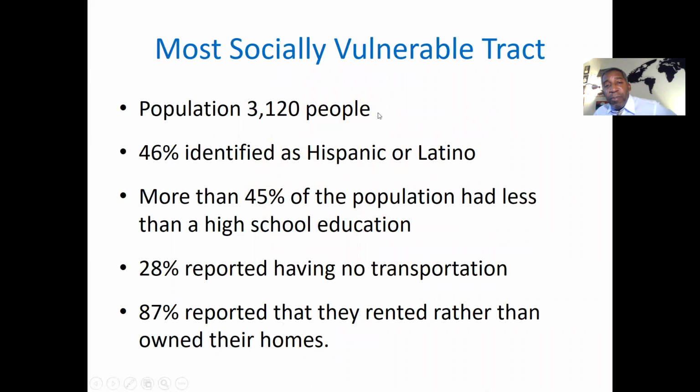And so if we look at that most socially vulnerable tract, there are about 3,000 people in the tract. 46%, almost half, are Hispanic or Latino or Latinx. Almost half had less than a high school education. I think on average, 80% of people in Tennessee have a high school education. So that is about close to half of average. 28% had no transportation, no cars. And then 87% are renters. Why are renters vulnerable? Because they have no rights to their property in times of disaster.